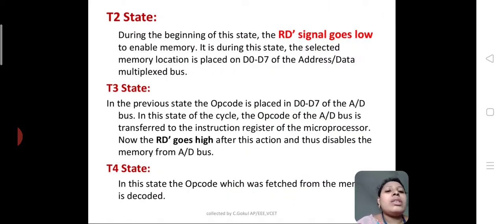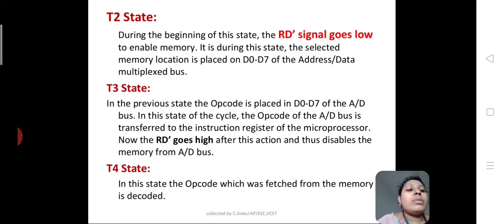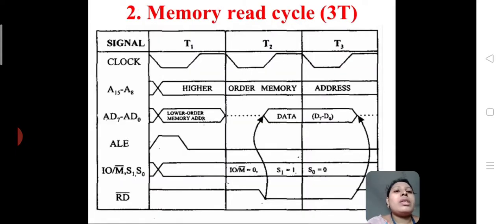At the T4 state, the opcode which was fetched from the memory is decoded. Next, the memory read cycle. The memory read cycle is also the same for the T1, T2, T3 states, but the change is that the memory read cycle contains a read. Read means S0 will be 0 and S1 will be 1. And for the memory reading operation, IO/M bar will be 0, and read bar goes low when data is to be read.